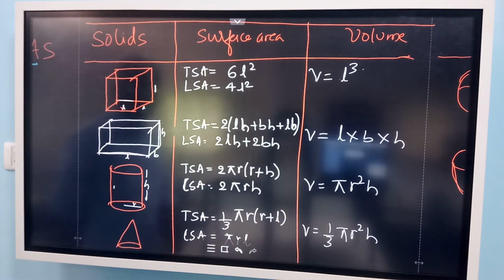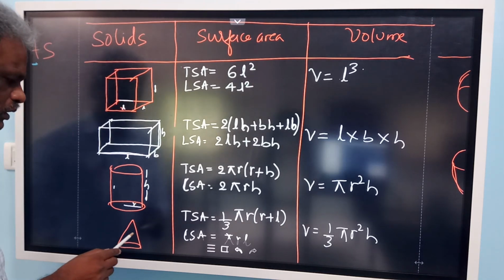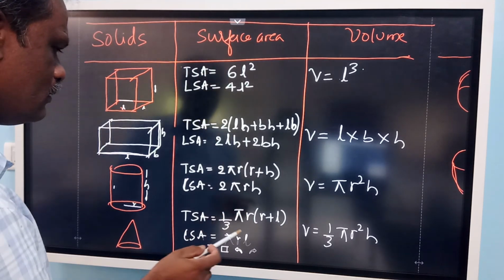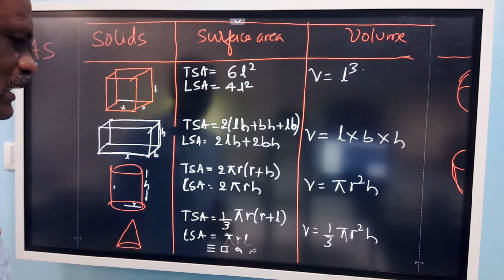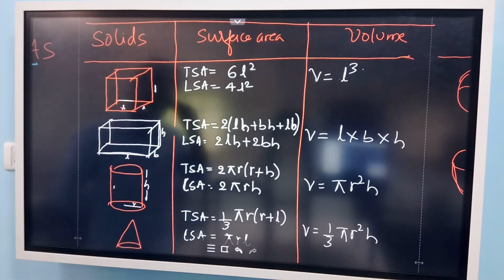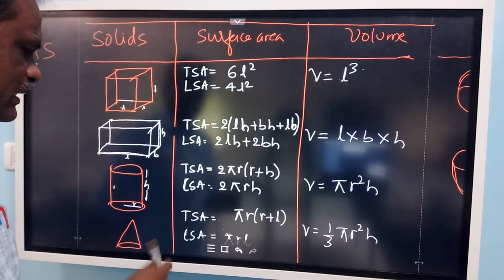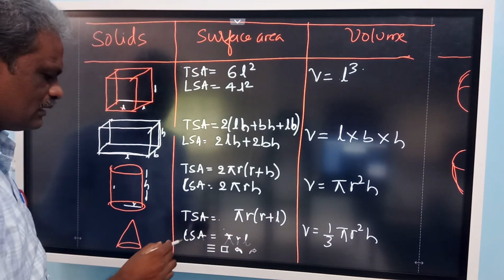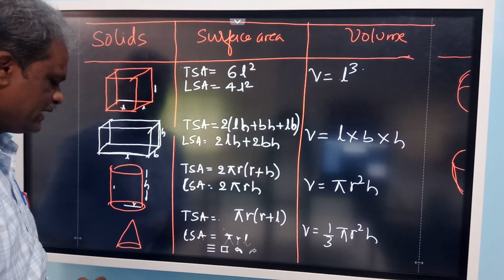The next solid is a cone. Total surface area, here some mistake, this is not 1/3, this is pi R into (R plus L). Curved surface area gives you pi R L.